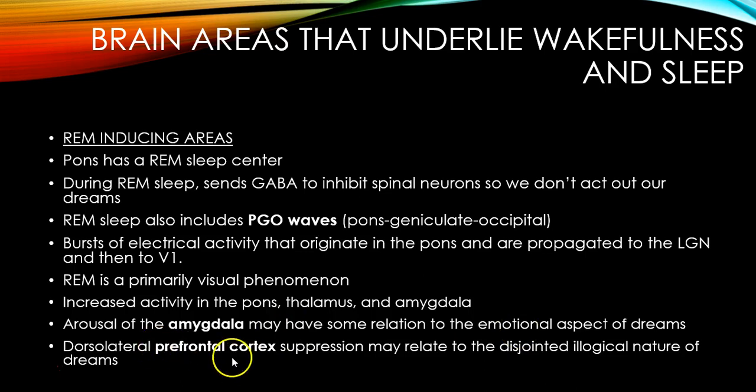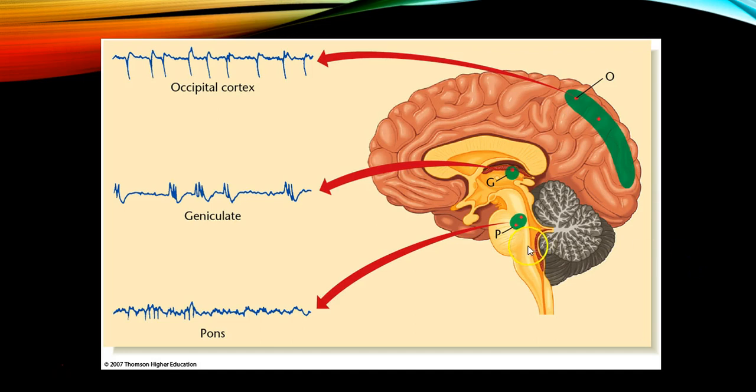We also see prefrontal cortex suppression. The prefrontal cortex, we will talk about this as well, is important for planning and keeping things organized. So if the prefrontal cortex is suppressed, that may relate to the disjointed, illogical nature of dreams. Here are those PGO waves, pons, geniculate, occipital, that we see as a burst of waves of energy during REM sleep.